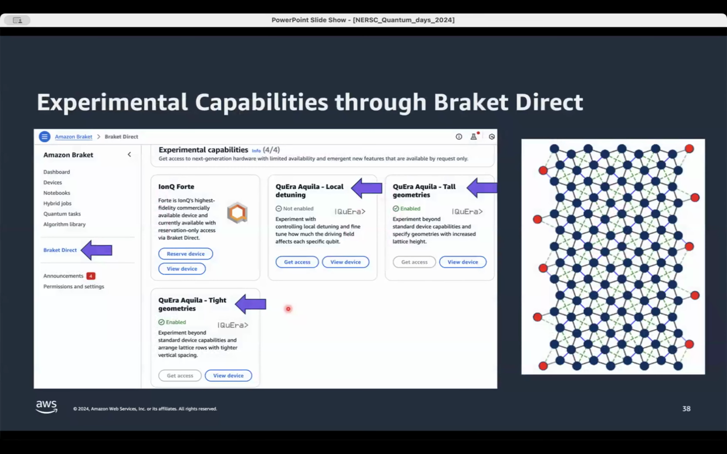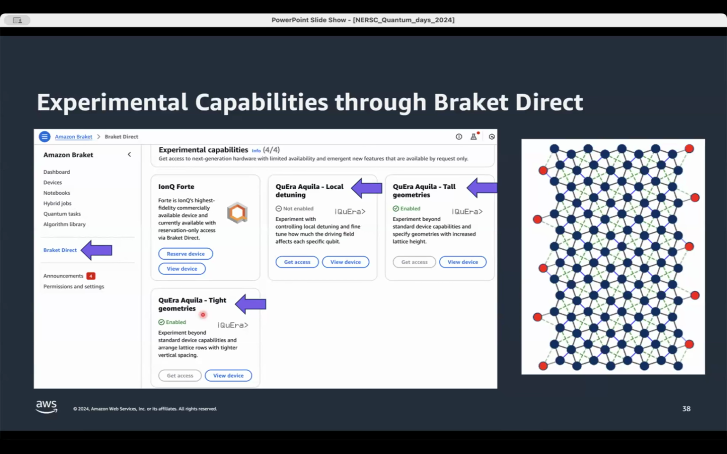Just to highlight, one of the purposes of the program is to offer new features that are not that mature, but if you're curious about them, you can still use them. The one I highlight here is for the QRO device. We have three experimental features: local detuning, Hall geometry, as well as tall geometries.